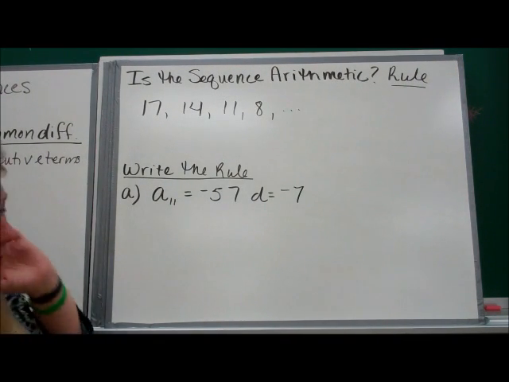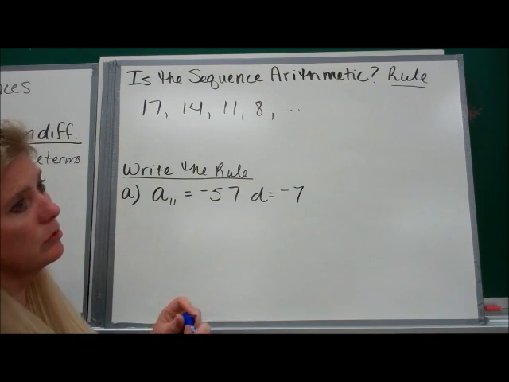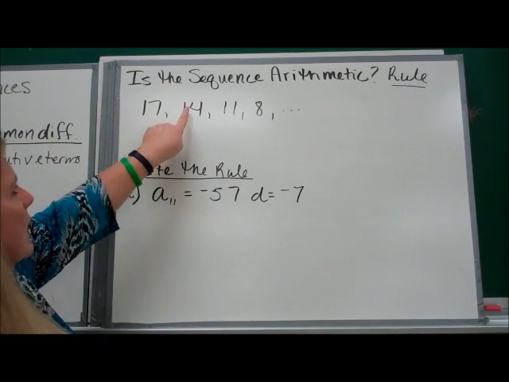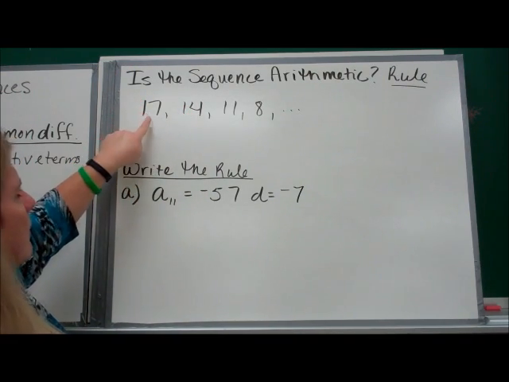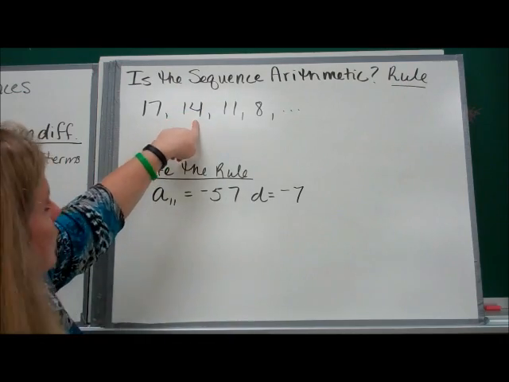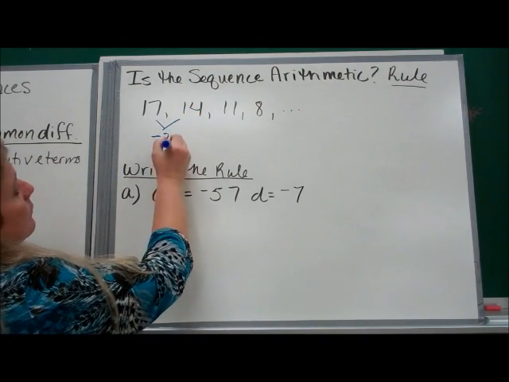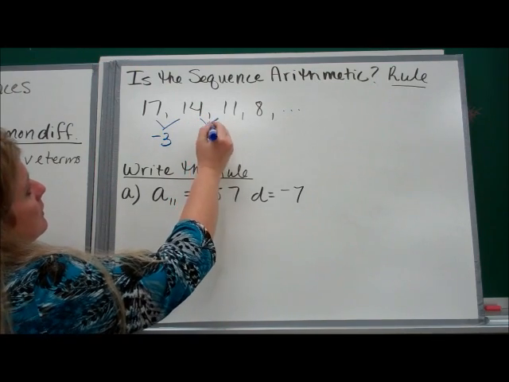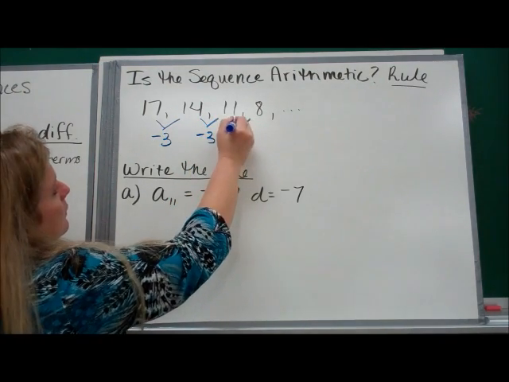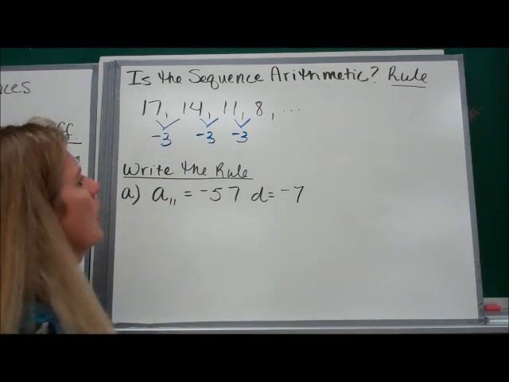To determine if a sequence is arithmetic, what you do is you subtract. You take term 2 minus term 1, term 3 minus term 2. Here the difference is going to be negative 3, negative 3, negative 3. Guess what? It's the same thing. We have a common difference.